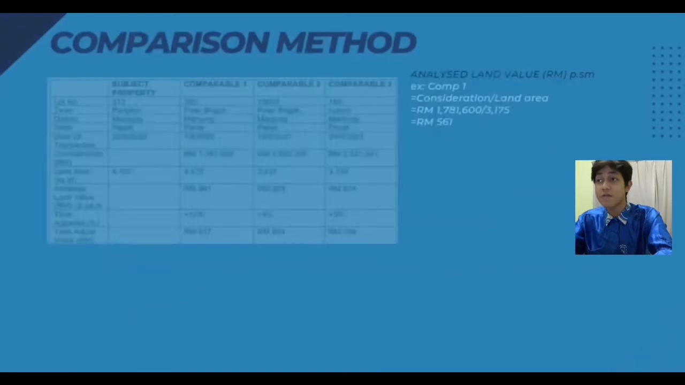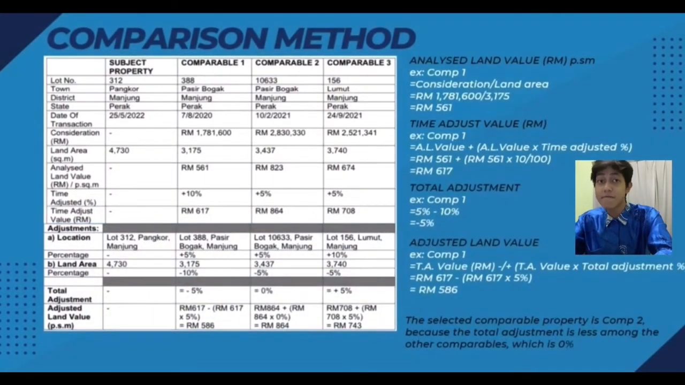Now we can proceed with comparison method. In comparison method, we can find the land value, because in the appendix given by our lecturer, there is no land value. So using this method, we will find the land value. So I'm just going to show an example or explain one calculation for comparable 1, because the calculation for comparable 2 and 3 also use the same.